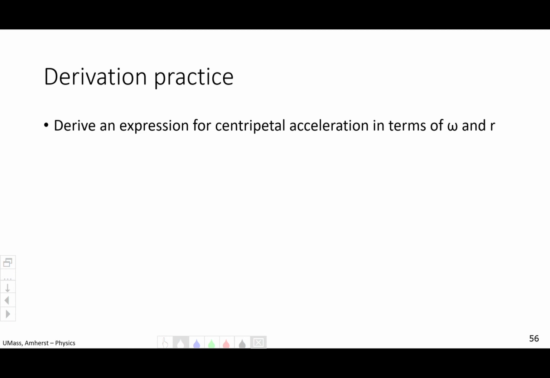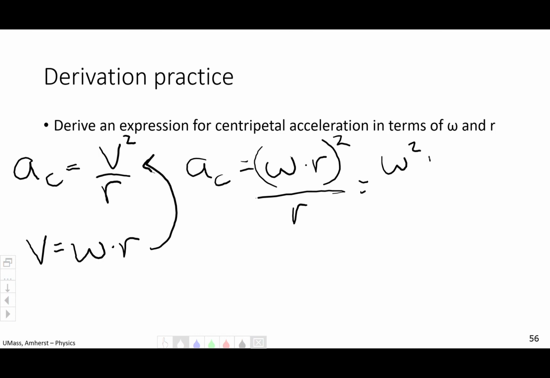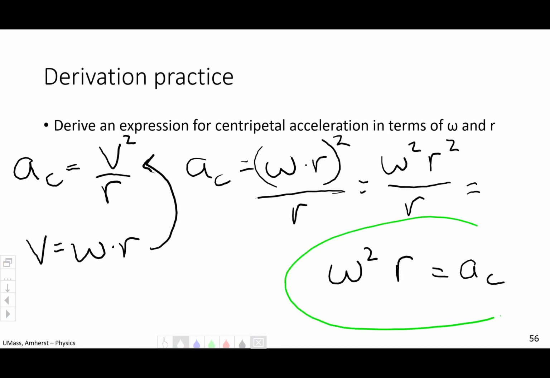Okay, now that you've given it a shot, I would like to show you what I would do. I know that AC, centripetal acceleration, is v squared over r. I also know that v is omega times r. So if I substitute that in, I end up with AC equals (omega r) all squared over r, giving me omega squared r squared over r, or omega squared r. And there you go.